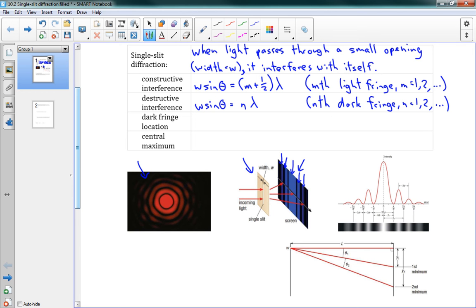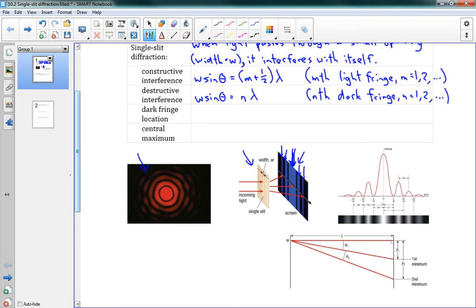At the center of this situation, we do have a light fringe, but notice that if you look in the picture down here, our light fringe is twice as wide as the other ones. The center fringe is twice as wide. And we'll get into why that is, or what the math of that means, in a second. But you can notice then that our dark fringes occur at n lambda, and our light fringes occur at m plus 1/2 lambda.